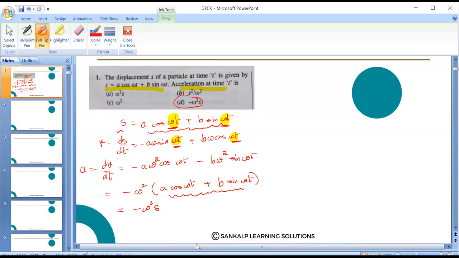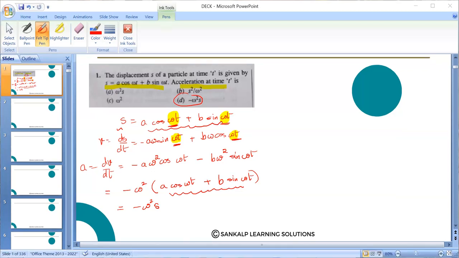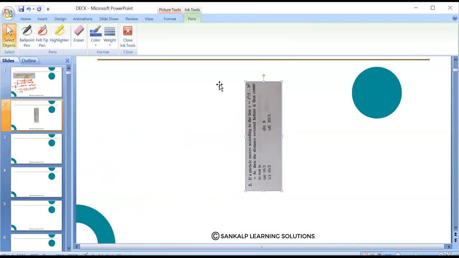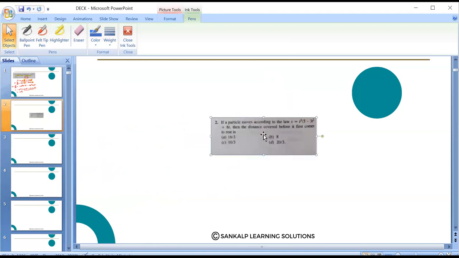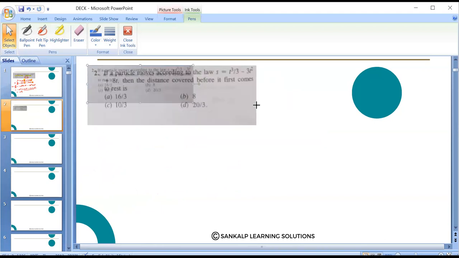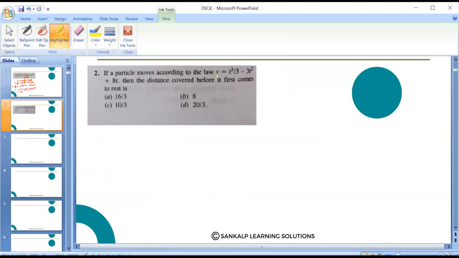I'll put the second question on the board. Here is question number 2. If a particle moves according to the law, again the position is given as t cube by 3 minus 3t square plus 8t. Then the distance covered before it comes to rest.